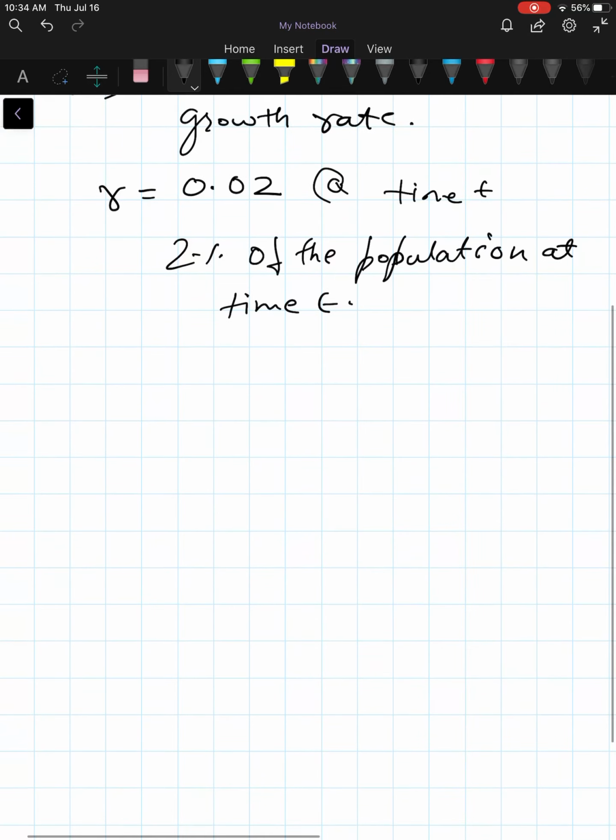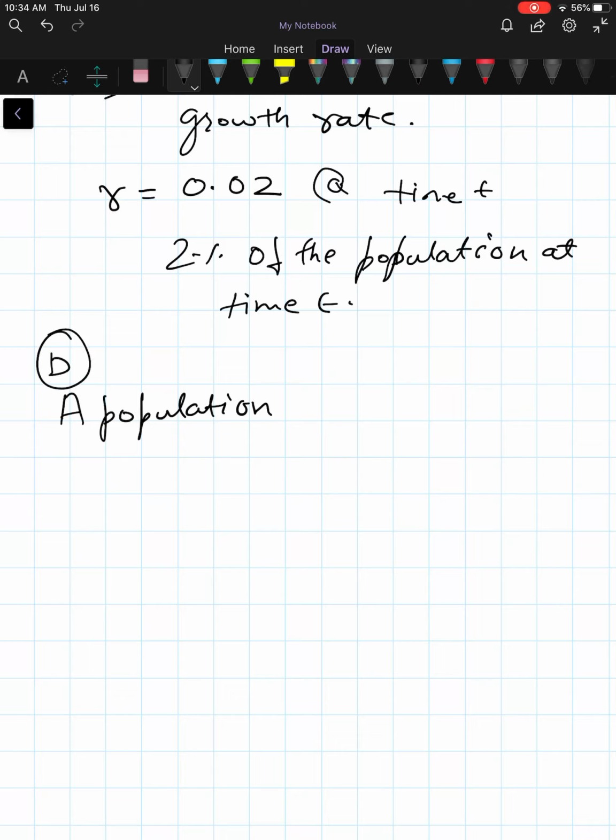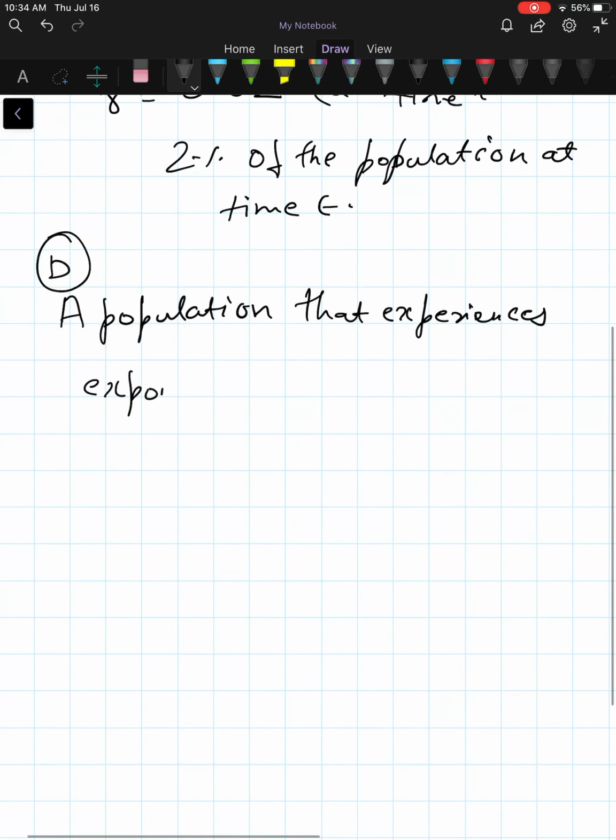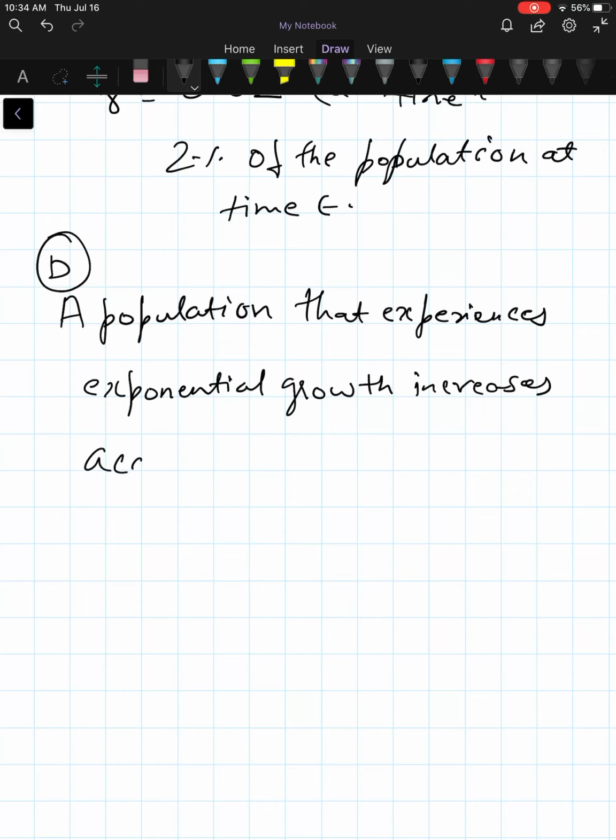So if we have to define the model now, the model for exponential growth using relative growth rate would be: a population that experiences exponential growth increases according to the model.